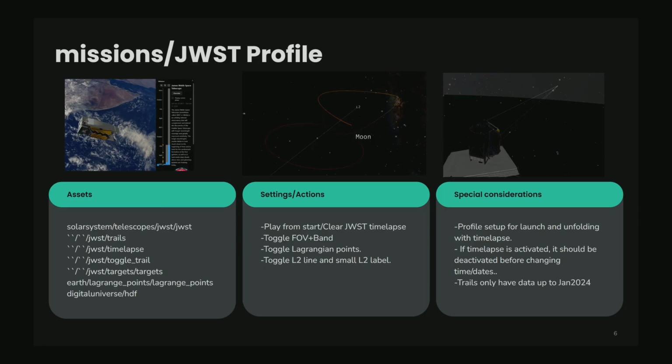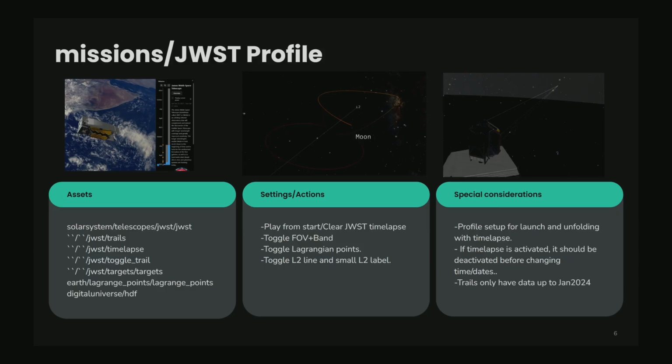Targets is like some slides because we had made this profile before JWST even reached its place or took its pictures, so those were going to be example pictures from Hubble, and then the Lagrange points. So we have some settings around the Lagrange points, around the field of view I'll show, and around the time-lapse. And then some special considerations is the profile set up for the launch and the unfolding with the time-lapse.